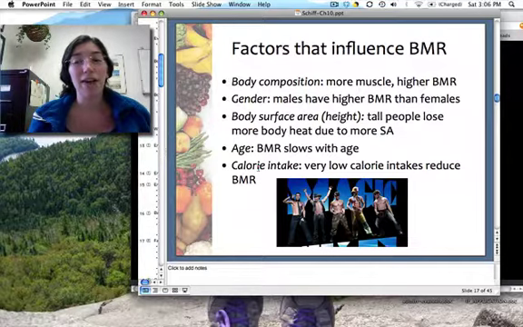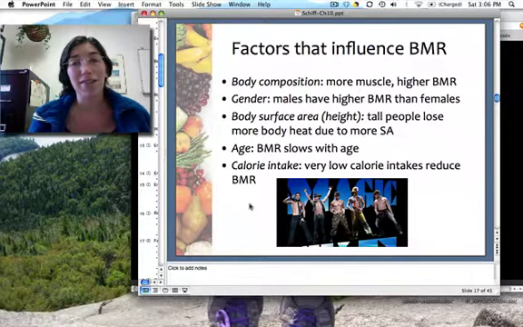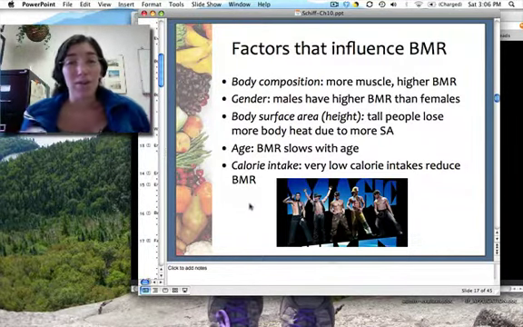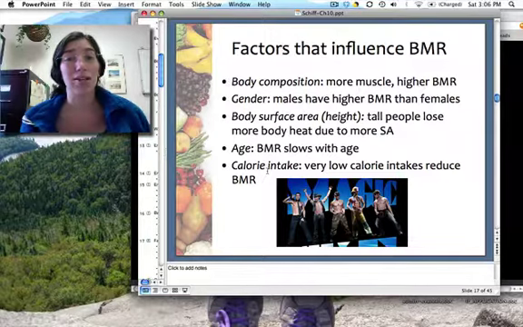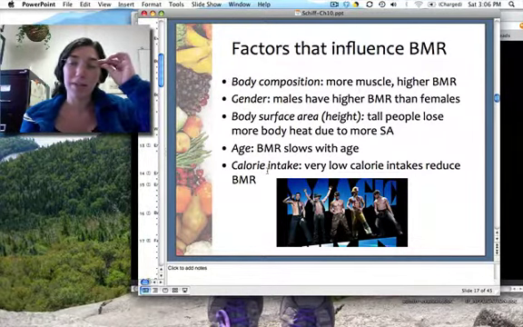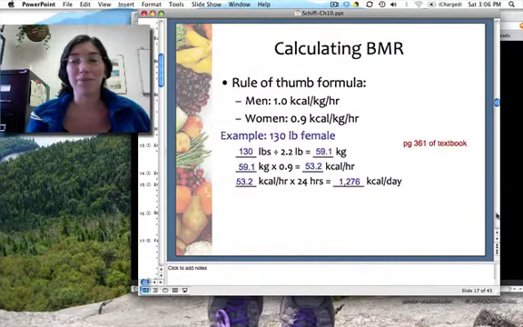And then finally, your calorie intake. Namely, very, very low calorie intakes, like less than 1,000 calories a day, can send your body into this conservation mode where it feels like it's starving, and so therefore your metabolism slows down in order to conserve energy because your calorie intake is so low. So you want to get an optimal calorie intake in order to have an optimal BMR.